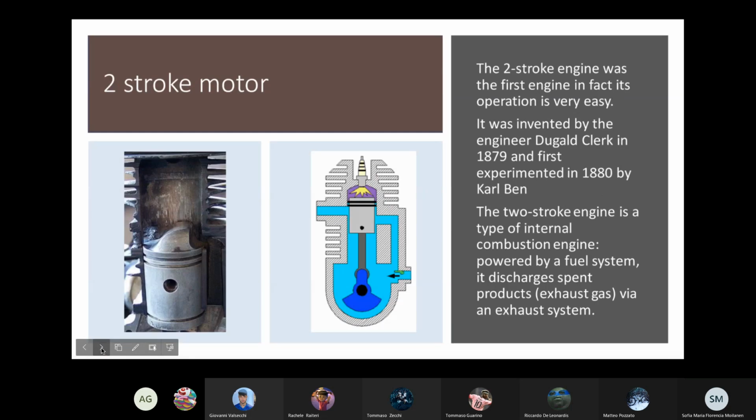Two-stroke motor. The two-stroke engine was the first engine. In fact, its operation is very easy. It was invented by the engineer Dugald Clerk in 1879 and first experimented with in 1888 by Karl Benz. The two-stroke engine is a type of internal combustion engine powered by a fuel system. It discharges spent production exhaust gas via an exhaust system.